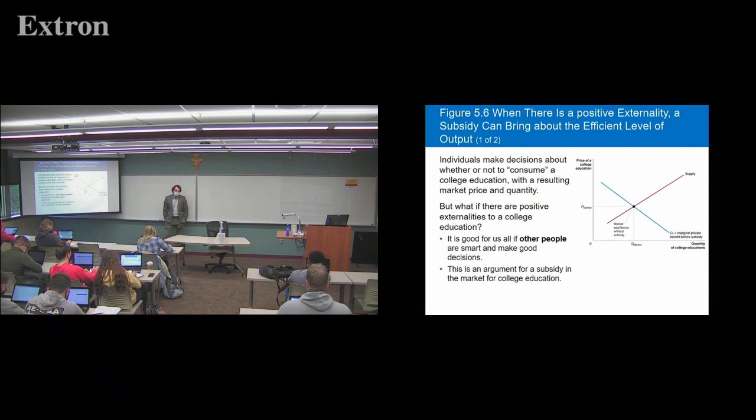So obviously there are positive externalities from attending college. If other people are smart and make good decisions, it makes you better off. Better productivity is good for you because you get goods cheaper. There's a lot of good things associated with college attendance. So this is an argument for a subsidy for college education. Make it easier and cheaper for people to go to college. More people go to college, society benefits more.